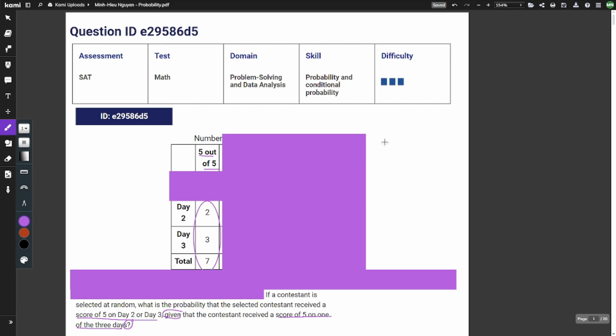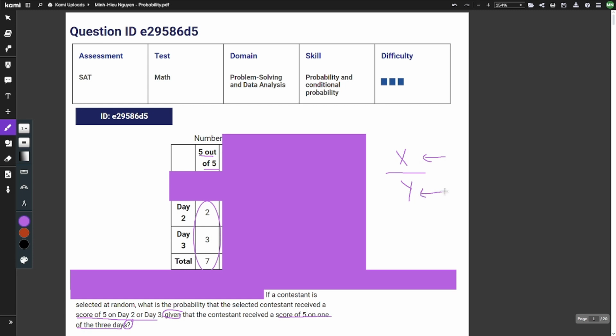Now, if you don't remember how to set up a probability fraction, because all your answers will be in fractions, unless you want to put in a decimal, which is weird. Anyways, your fraction is going to look like this, where x is over y. X, your top number or your numerator, is the number of the things you want. So in this question, it's going to be the number of contestants that received a score of 5 on day 2 or day 3. That's what your top number is going to be.